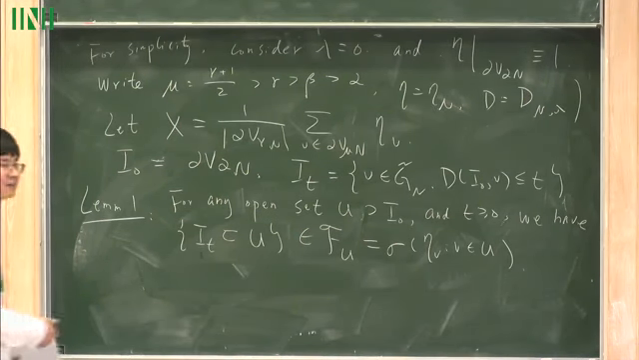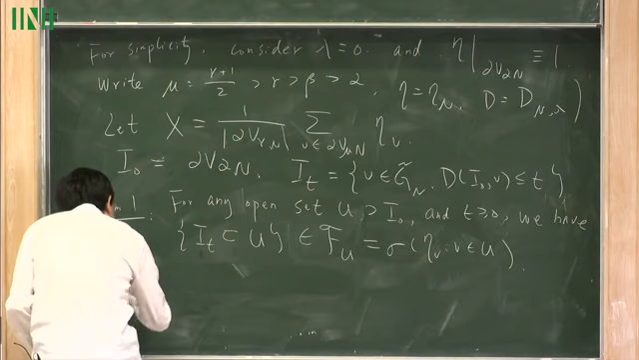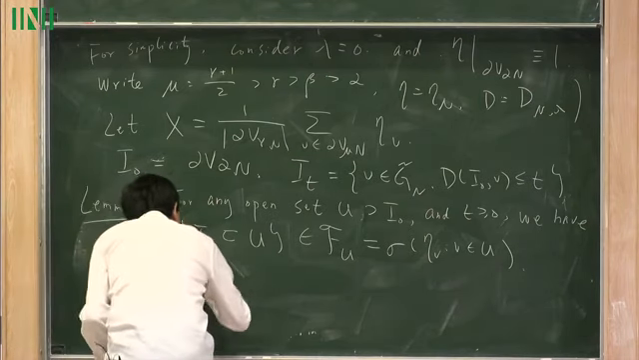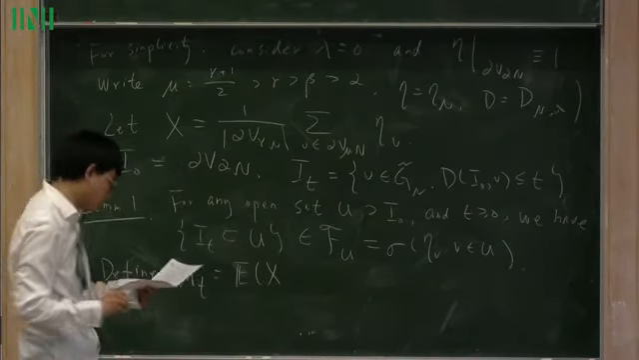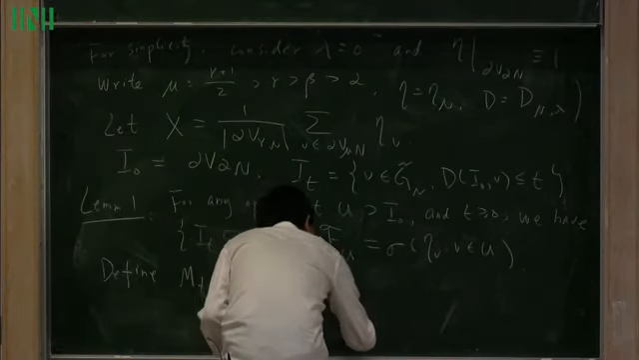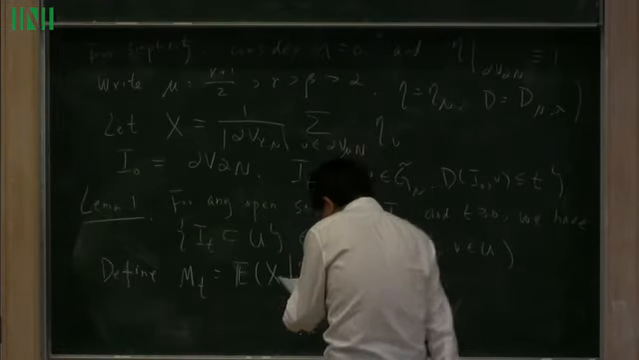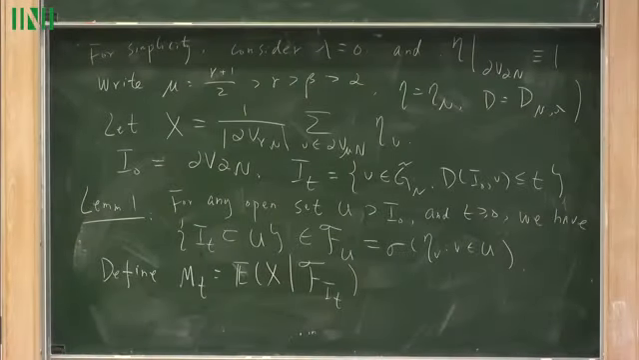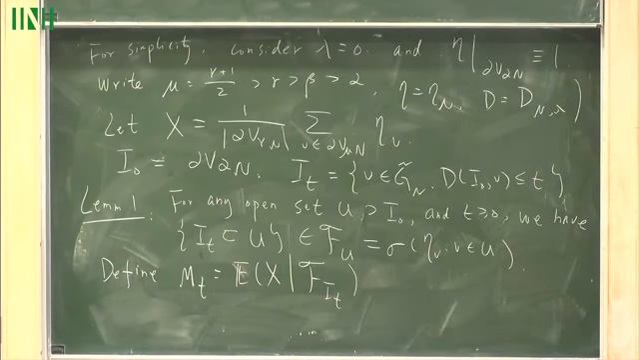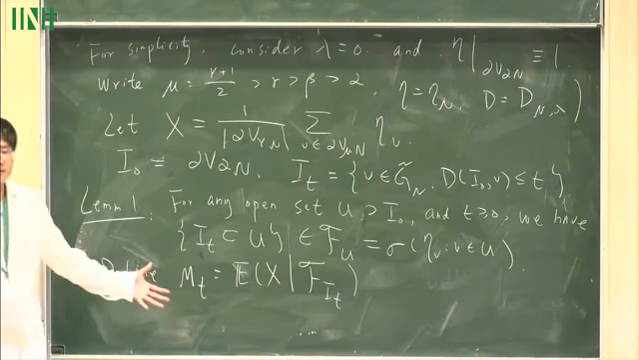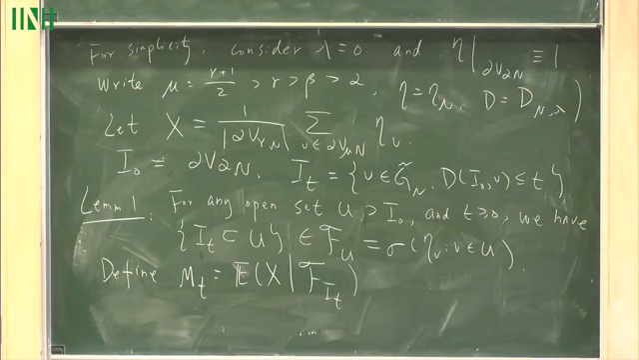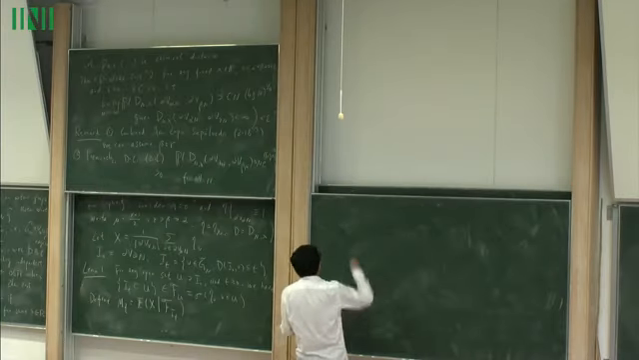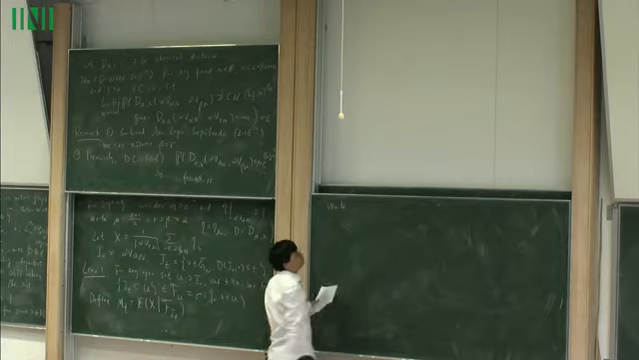Given this, we can then define a martingale, M_t, which is the conditional expectation of our observable, given what we have explored up to time t. Now, what I'm going to do next is to analyze this martingale and relate this to the chemical distance. Before that, let's introduce a few more notations.